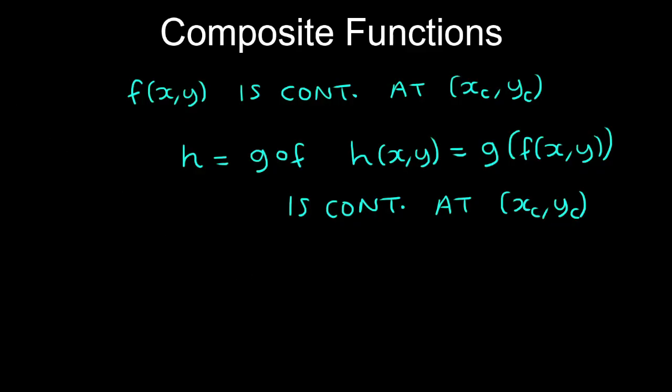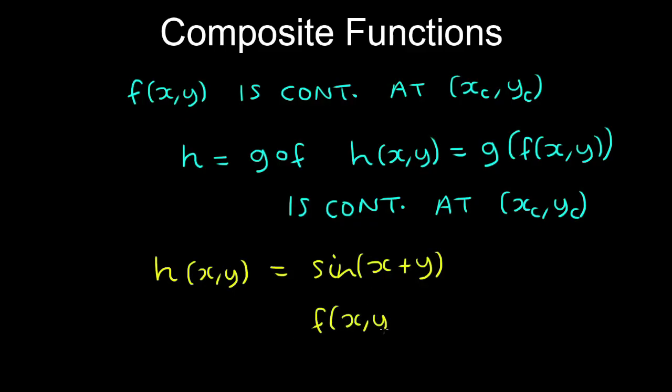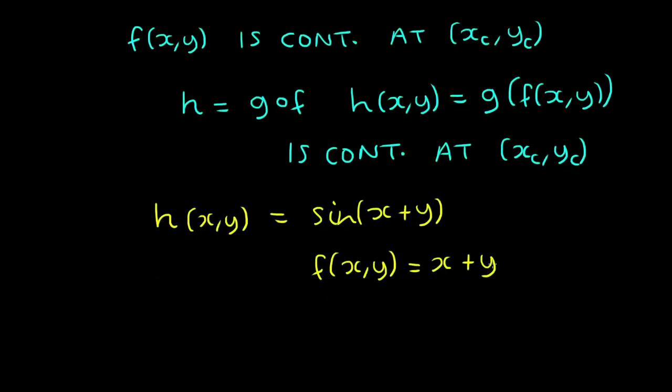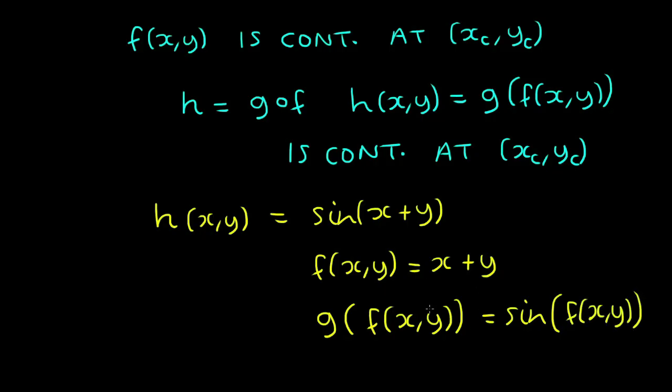So for example, suppose we have h equal to sine of x plus y. So here we have the function f of x and y being equal to x plus y. So this function is continuous, and therefore g, being a function of one variable, which takes the output of f as an input. So note that f returns a real number. So that's equal to sine of f, which is also continuous.